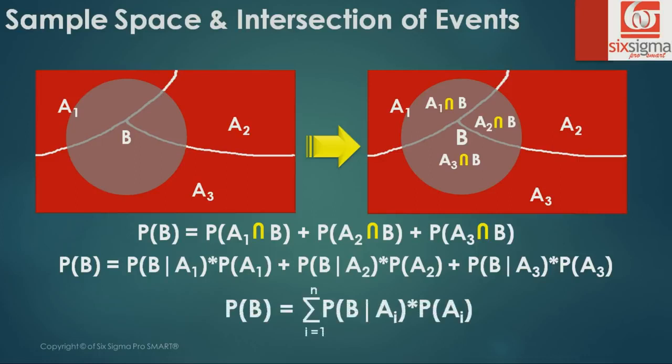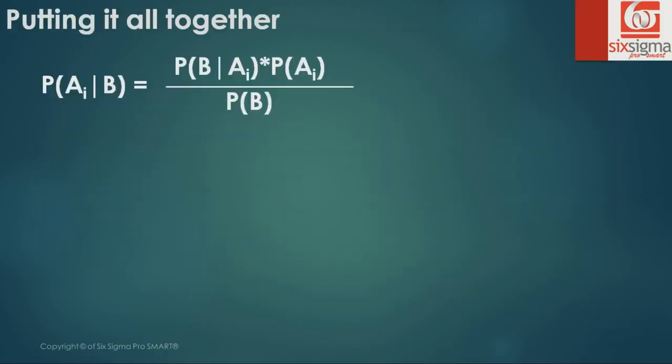And if we were to generalize this equation in the form of Ai where i takes values from 1 to n, it can be rewritten like this. Please note, sigma here is nothing but summation. So now we have a more generalized form of the same equation which can extend to n number of prior probabilities. It's time to put it all together.